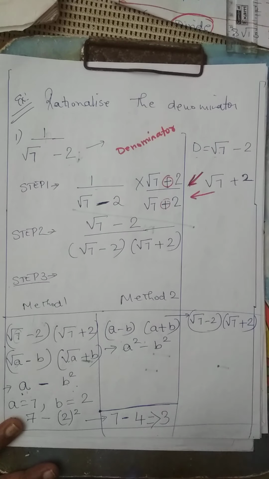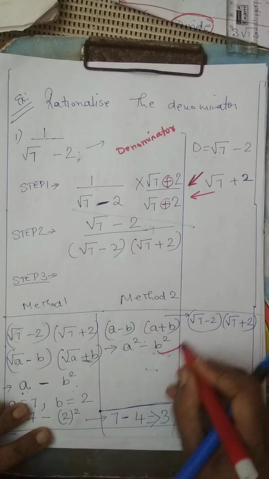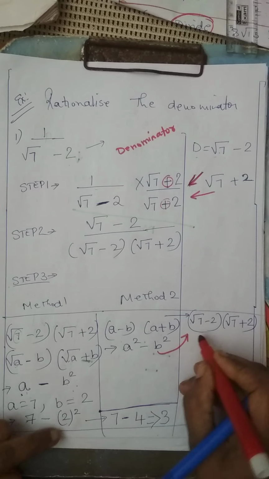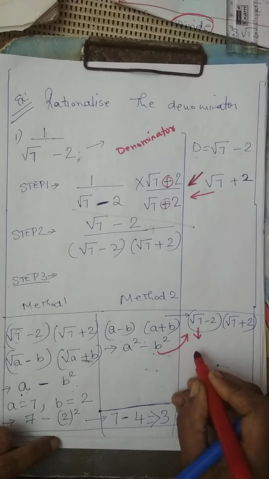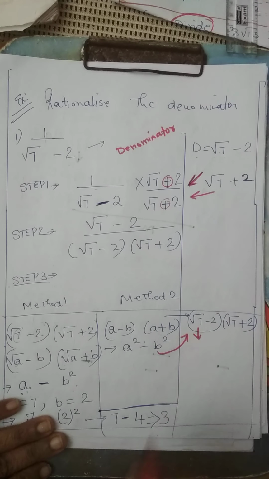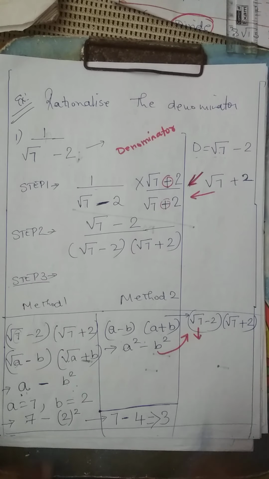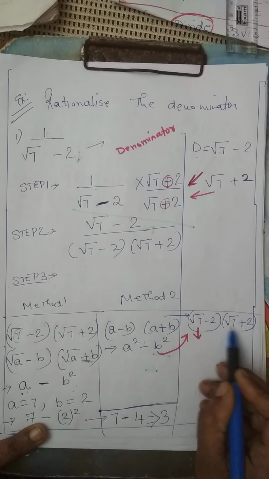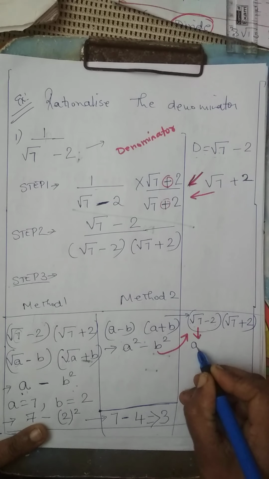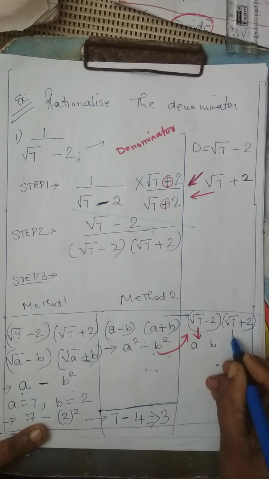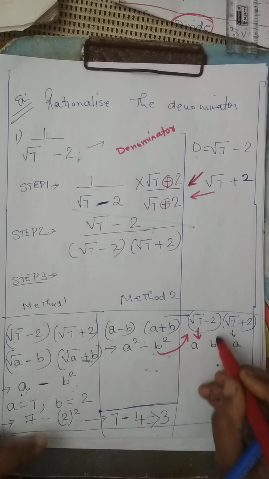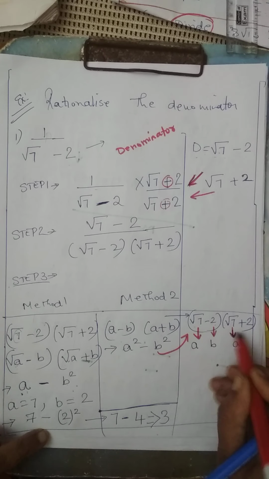Okay? Children, when we are doing this identity, please remember what I am saying. Just learn it by heart. And one more thing. Is this looking like A minus B, A plus B? Yes. This is your A, this is your B. This is your A, this is your B.